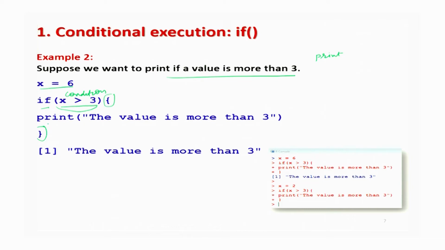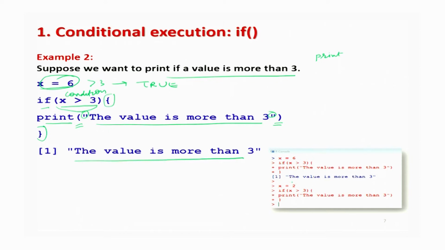Here it is print, and whenever we print something which is a scalar, we give it inside double quotes. So I write within double quotes, the value is more than 3, and enclose it inside the parenthesis. Now if you execute it, because the value of x is 6, 6 is greater than 3, so this condition is true. Whatever is inside the curly brackets will be executed, and you get this outcome.